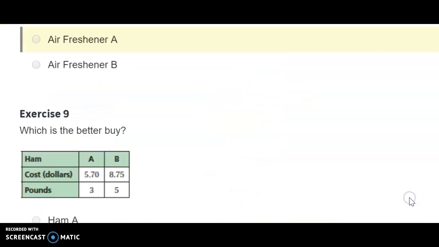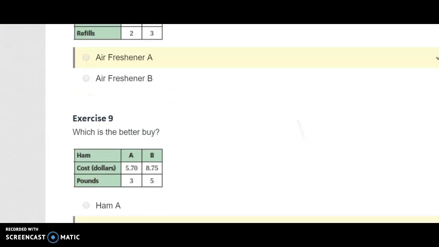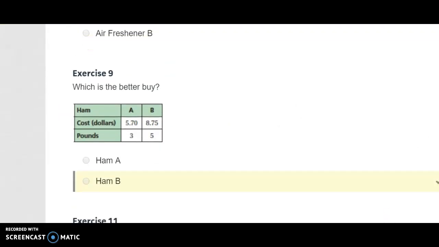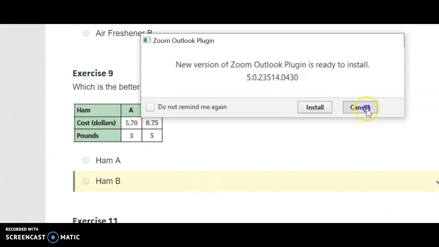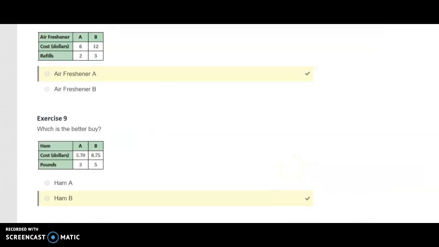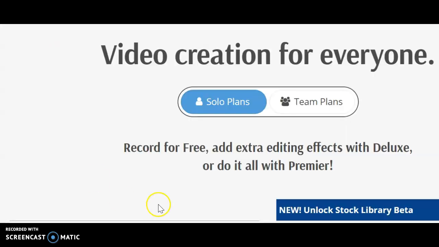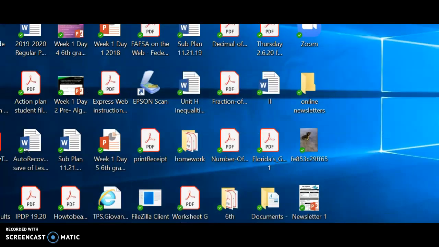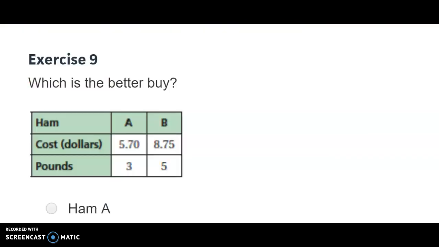So now we're looking at our exercise 9. Hold on. Sorry about that, having technical difficulties.